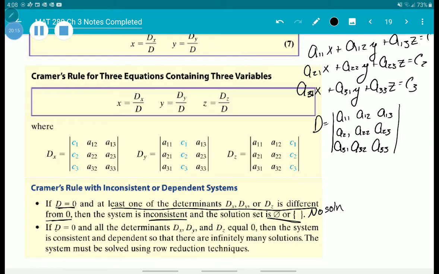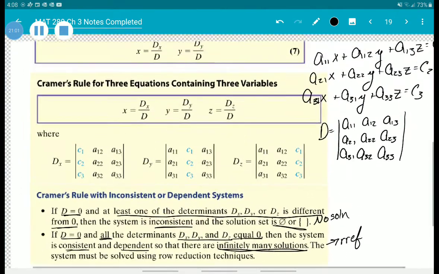Now, if everything is 0, so that d is equal to 0 and all of the determinants dx, dy, and dz are equal to 0, then it's consistent dependent, which means infinite number of solutions. So then how would you write that? Well, this is where you would have to go back to RREF. You would have no choice but to go back to the augmented matrix, doing row reductions, coming up with what that RREF form looks like, and then that will tell you what the solution would be. You just can't get that final solution using Cramer's rule. This would just tell you, yes, there's an infinite number, but it doesn't tell you how to find the answer.